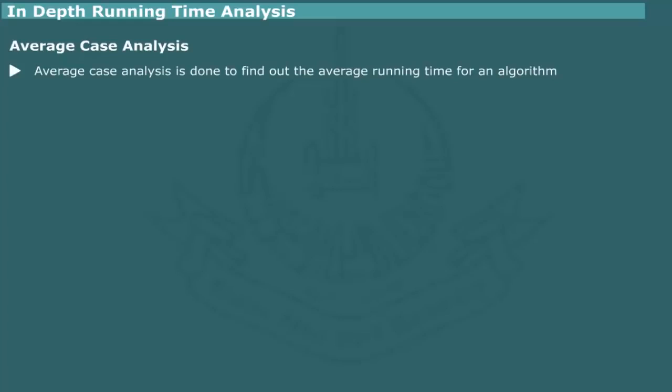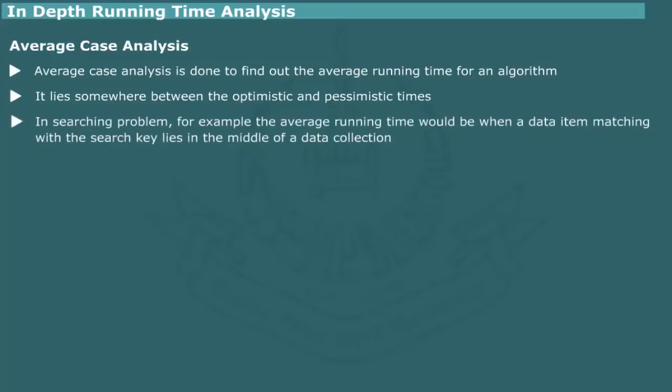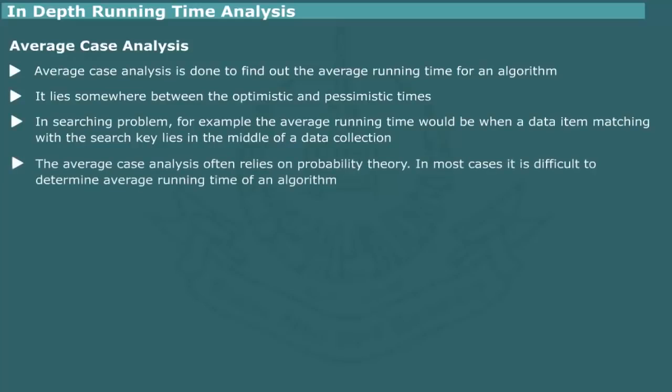Average case analysis. The average case analysis is done to find the average runtime of an algorithm. Quite obviously, the average time lies somewhere in between the optimistic and pessimistic time. For example, in searching problems, the average time would be the runtime when the input values lie somewhere in the middle of a list. For most problems, however, an average time can be determined by considering a distribution of input data over the entire range of admissible values. Such an analysis relies on probability theory. In general, average case analysis is more complex.